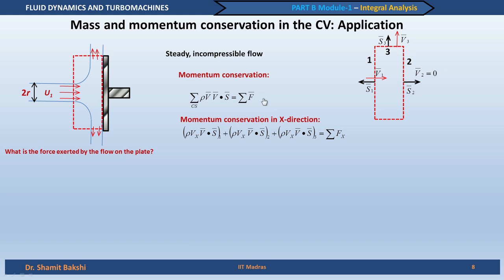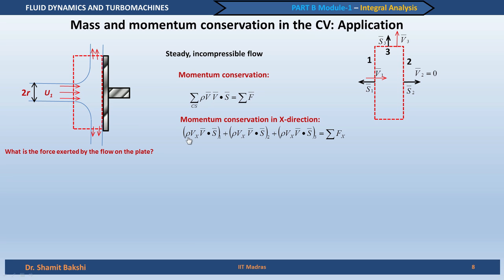Let us break down this equation into the different control surfaces. So, there are 3 control surfaces here, 1, 2 and 3. So, we write this momentum conservation in x direction for these 3 surfaces. So, it becomes like so, this is now an equation for a particular direction, in x direction.